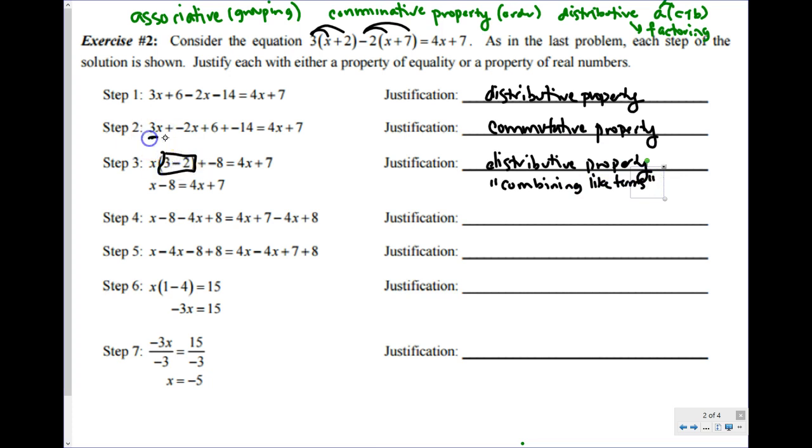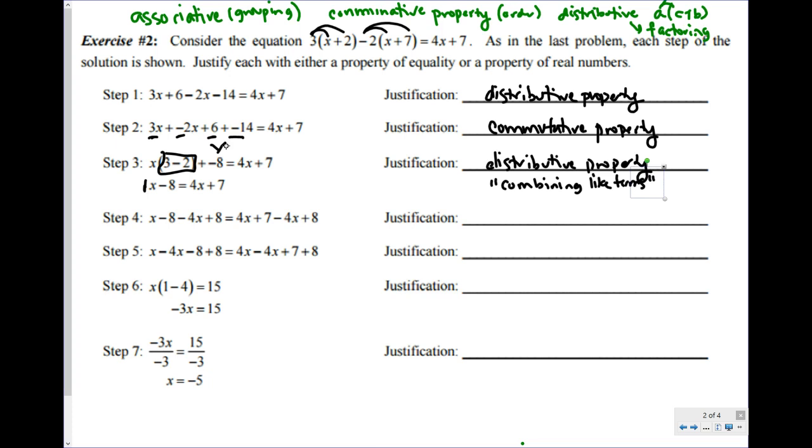They're saying, look, 3 minus 2 gives me a 1, and that's where they get the invisible 1 in front of this x here, right? They're also combining the 6 and the negative 14 to get that negative 8, so they're combining like terms.